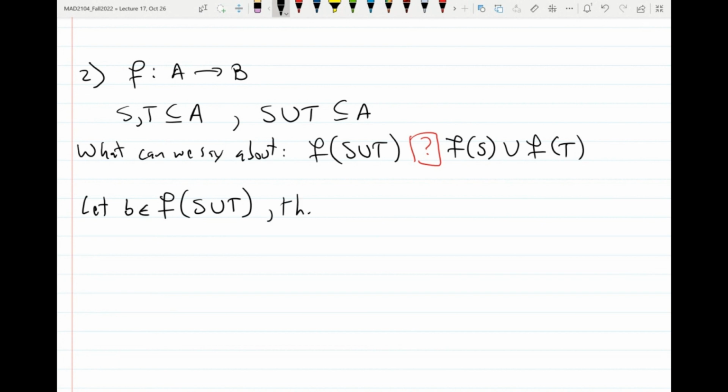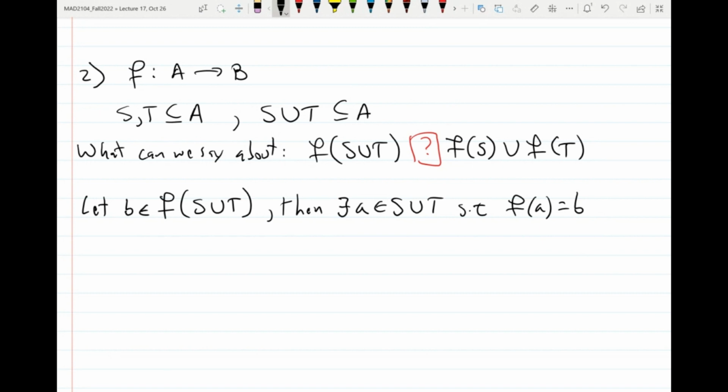So then, and again, when I say then, it means this follows by the definition, okay? So then, there exists an a in the union, such that when I do f of a, I get b. That's what it means to be an element in the image. Okay, that's the definition of the image. All right, so we have this element in the union.